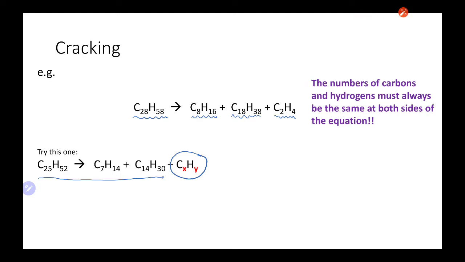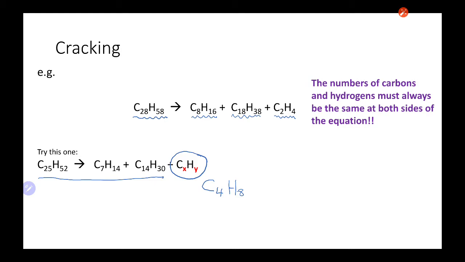So what you should have worked out is that we should have 4 carbons in this compound. 7 plus 14 is 21, so we've got 4 left over to make up the 25 over here. And for your number of hydrogens, you've got 30 and 14, which is 44, so that leaves you with a total of 8 hydrogens left over. So the other compound we're making is C4H8.